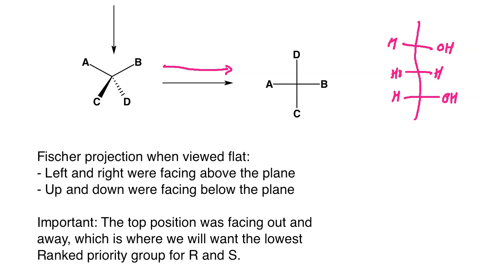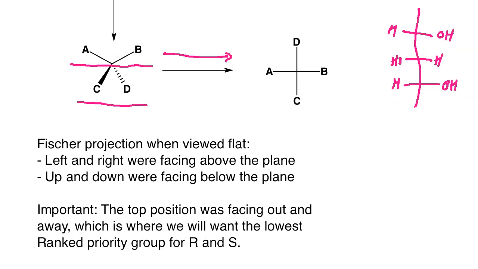Now, the Fischer projection, when it is viewed flat, and again, I'm keeping the transition up here, you can see that the left and right were facing above the plane. So take a look at this right here. A and B were coming above. If you imagine, here's the plane that I'm drawing right here. A and B were coming above the plane, and so that's where you find the left and the right. And then C and D were facing below the plane, so you can see the C and D that were below the plane. They are now the up and the down.